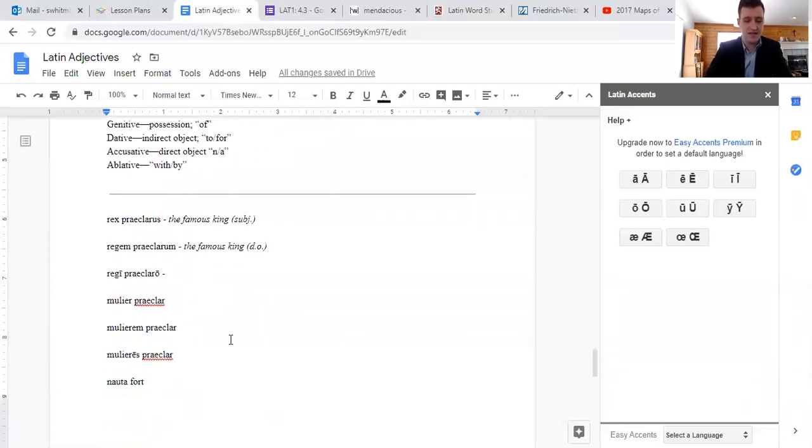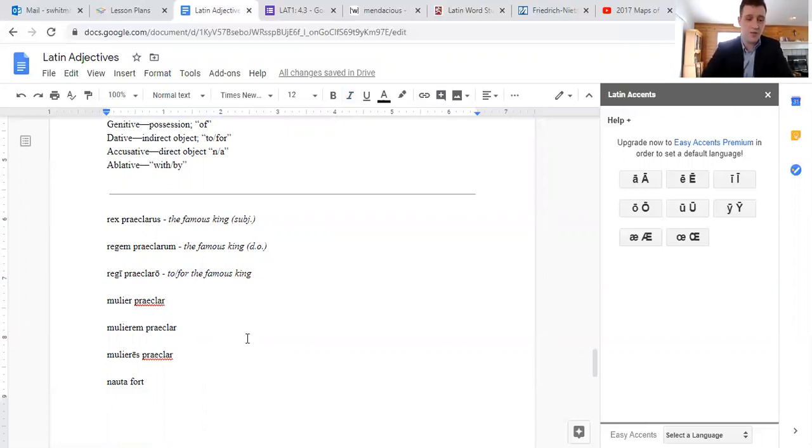And since it's dative, I'm going to say to the famous king. Right? That's what I mean when I say reflect the case in your translation. It's dative, so I use the preposition to. I would also take for the famous king. That'd be fine as well. But I want us to start being able to be accurate with our translations of these cases.